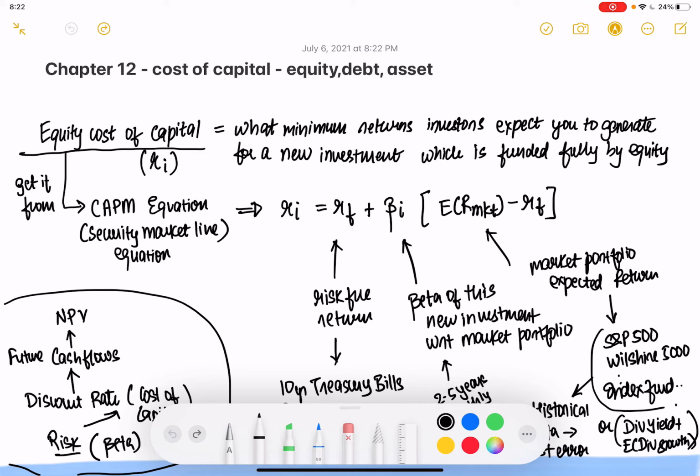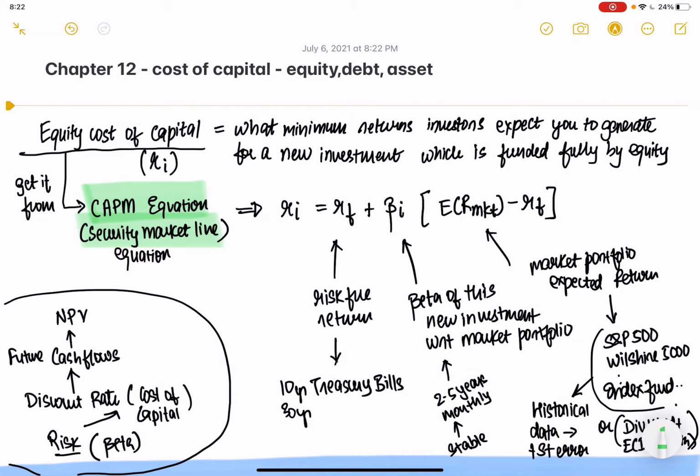If you have not seen that video, I highly encourage you to go through it, because it's quite important to understand how the capital asset pricing model equation works and how we derive the security market line, because that's going to be building on the foundation.